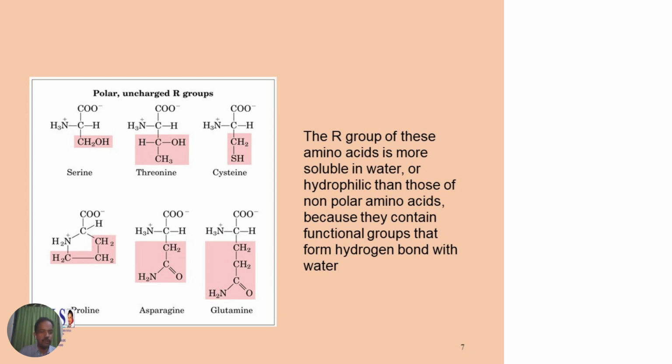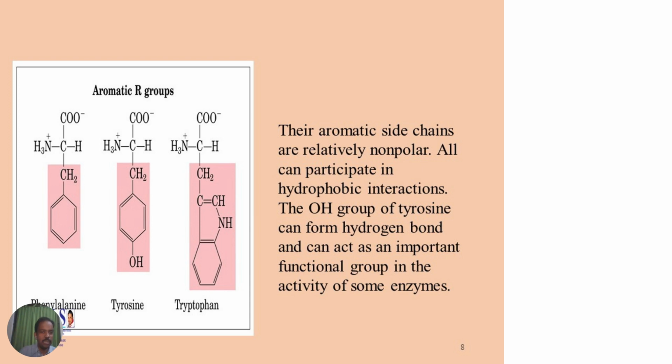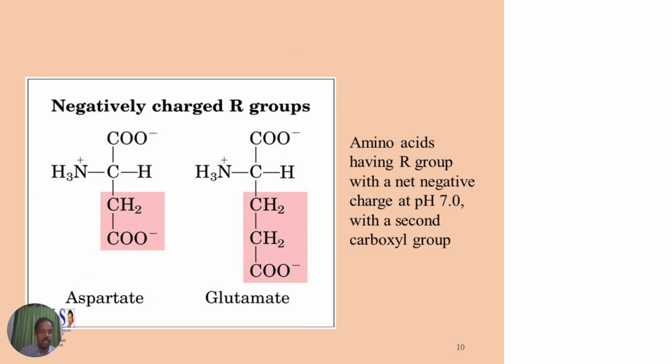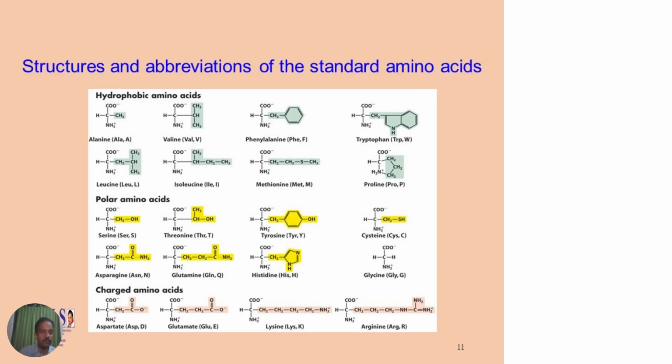So you can find out the different polar uncharged R groups. Here you can find out the aromatic groups like phenylalanine, tyrosine and tryptophan. Here you can find out the positively charged groups like lysine, arginine and histidine. Here you can find out the negatively charged R groups like aspartate and glutamate. Here you can find out the different 20 amino acids with their structures.